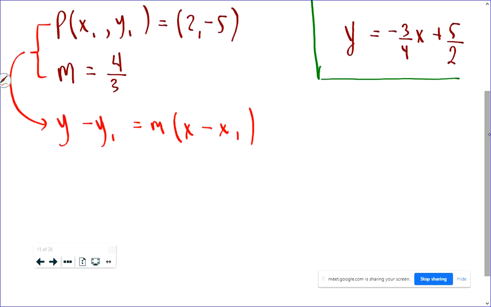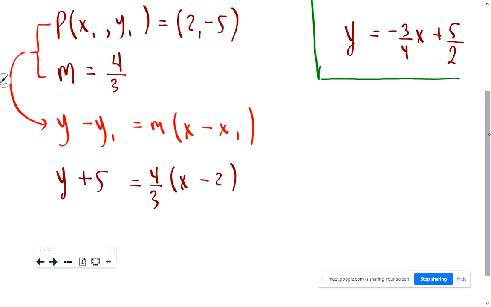It gives us y minus negative 5. Now, if you just watch carefully, don't write, but just watch and listen. This is what I do. I go y minus negative 5. I'm not going to write y minus negative 5. I'm going to write y plus 5 equals the slope, which is 4/3, times (x minus 2).